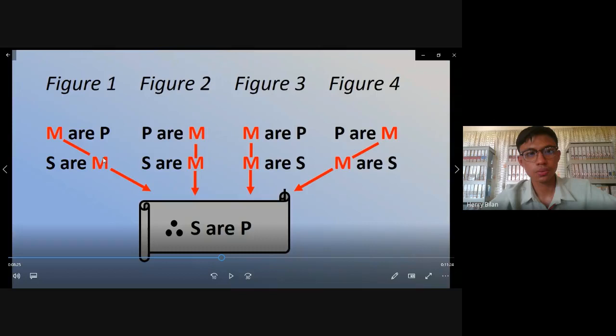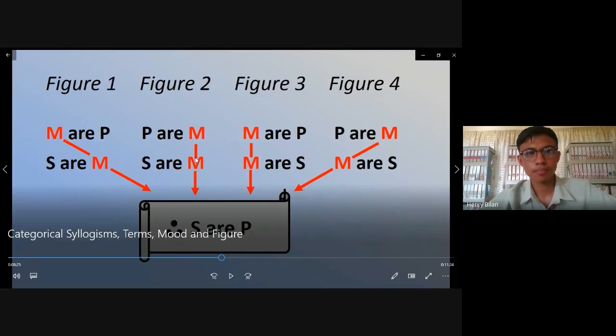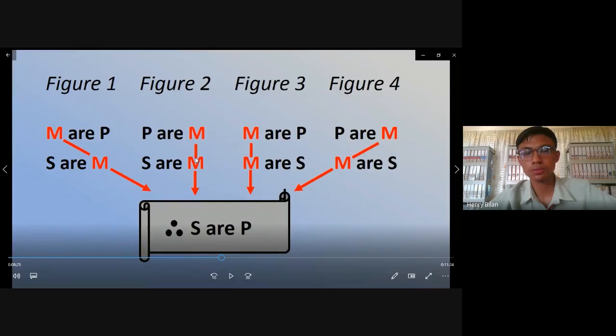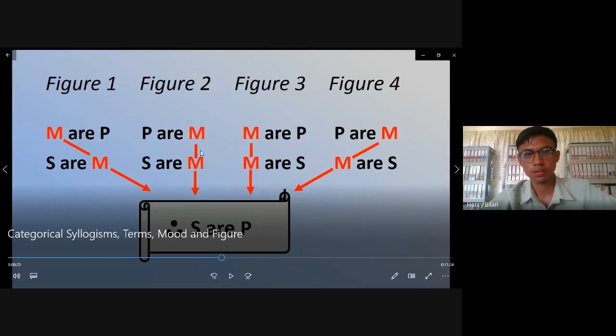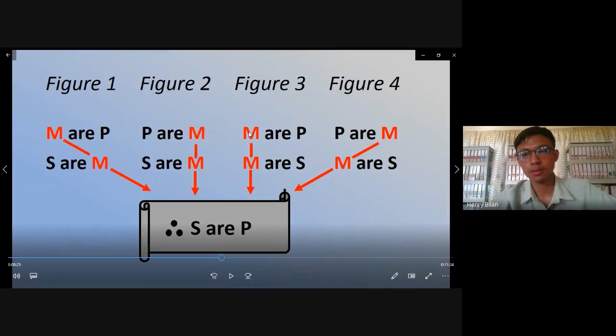Figure 2, ilipat mo lang yung una. Kaya magiging pre-pre siya, predicate. Both premises, you can locate, you can find the middle term in the predicate. So ito. Figure 3, baliktarin mo lang yung figure 2, sub-sub. So both subjects. Figure 4, baliktarin mo yung number 1, figure. Preso.